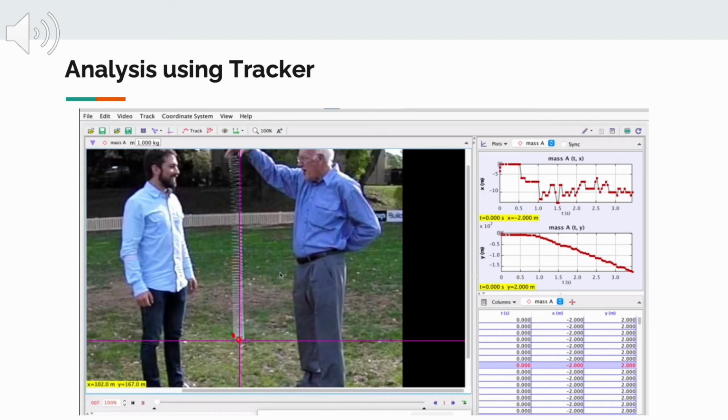Analyzing the motion of the slinky using the Tracker software. The Tracker software maps the x and the y position of the slinky. The software tracks the center of mass of the slinky, indicated by the red dot on the screen. As time progresses, the slinky moves in the negative y direction, resulting in a downward sloping curve.